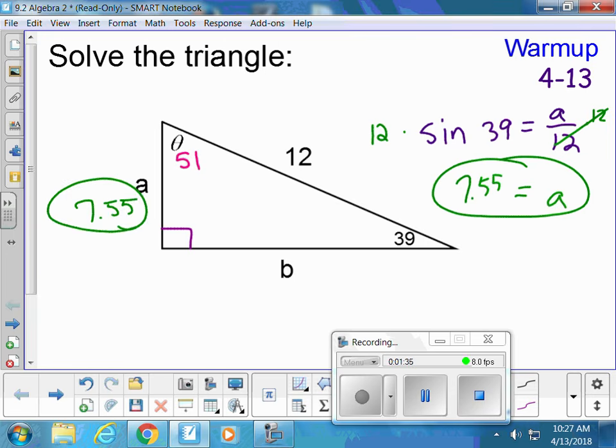Now, once you have that 7.5, you could finish off with the Pythagorean theorem, or you could just use another trig ratio. So, can I have a different person tell me how they got B? Jessie? So she cosines the 39 and set that equal to B over 12. Multiplied by your 12. And what'd you get for B, Jessie? 9.3?